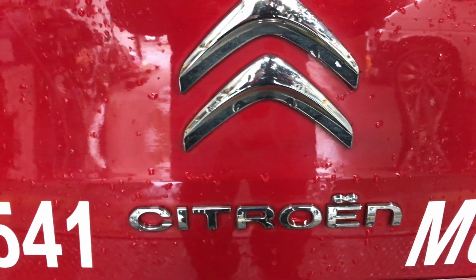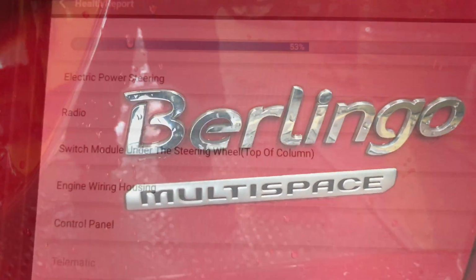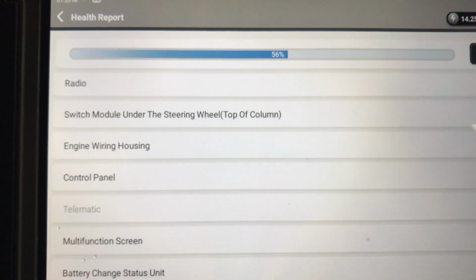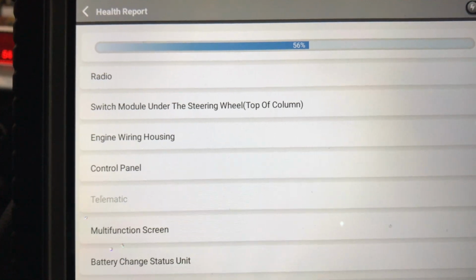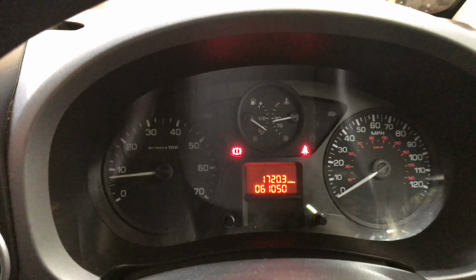Afternoon, so today we're at a Citroen Berlingo Multispace, and I think it's a diesel. So the customer's complaint with this one is when you take it a run, it appears on the dash that it says engine malfunction and a lack of power.